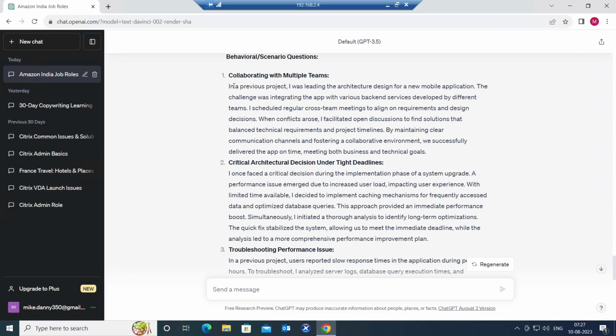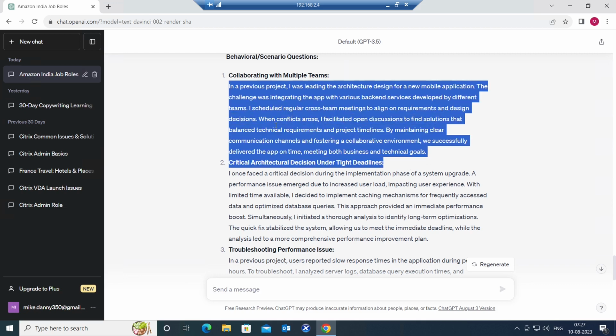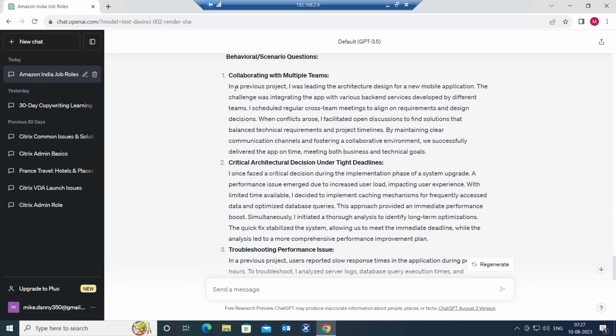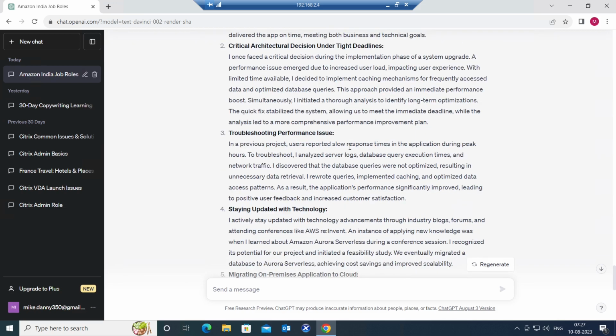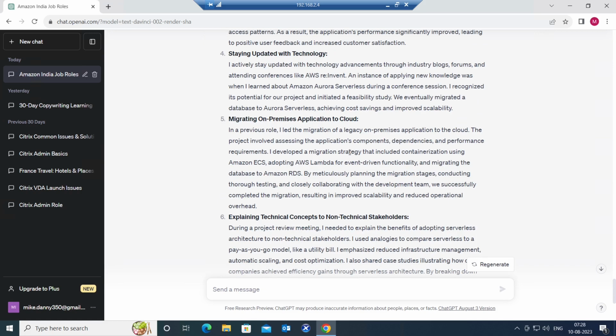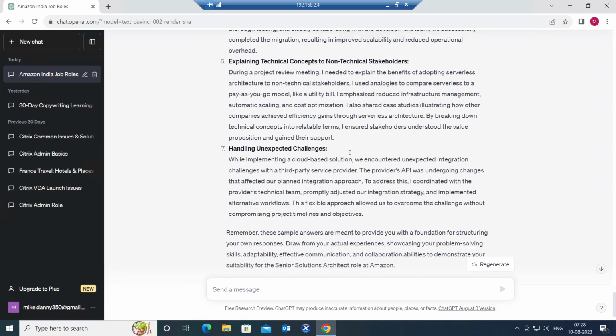Of course, you need not memorize this by heart. You get the knowledge from this particular tool and try to convey it in your own language. It's okay, you need not have great English, but you try to convey the information, getting the answers from this particular tool, in your own language. So these are all the answers for this particular role.